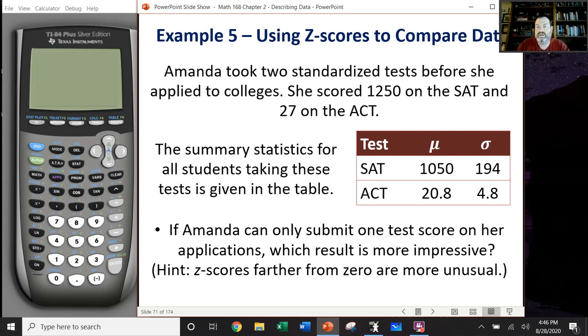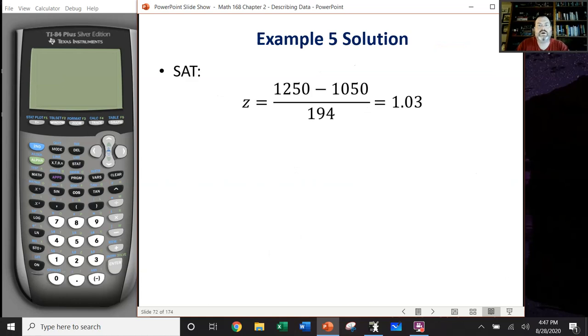So the way to do this is z-scores. So the z-score for the SAT is the observation minus the mean divided by the standard deviation. Z-scores are almost always rounded to 2 decimal places. So Amanda scored 1.03 standard deviations above the mean for her SAT, which is very good. What about her ACT? Data value minus the mean divided by the standard deviation. She scored 1.29 standard deviations above the mean for her ACT. So her ACT score is actually better compared to everyone else who took it.